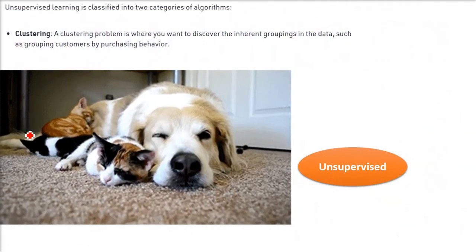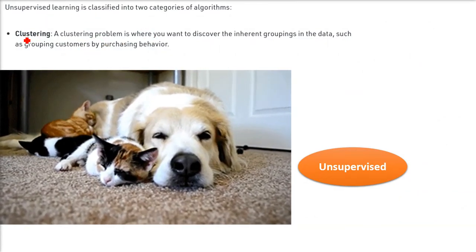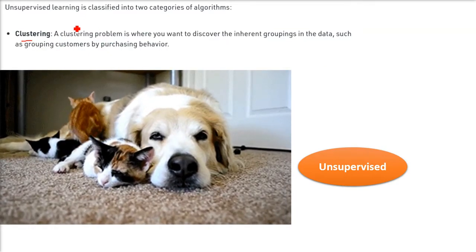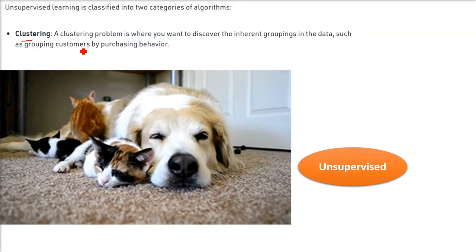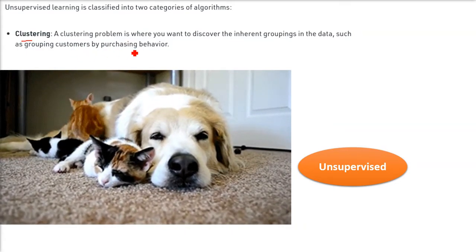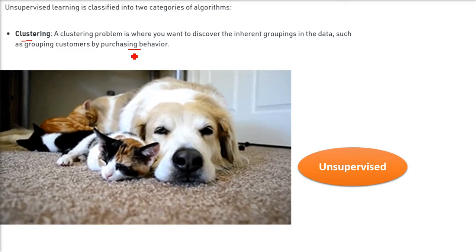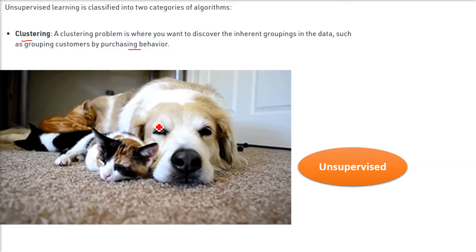So unsupervised learning is classified into two categories of algorithm. The first is clustering. So this clustering problem is where you want to discover the inherent groupings in the data. For example, you want to group the customers by purchasing behavior. This is clustering. Let us take a very basic example.